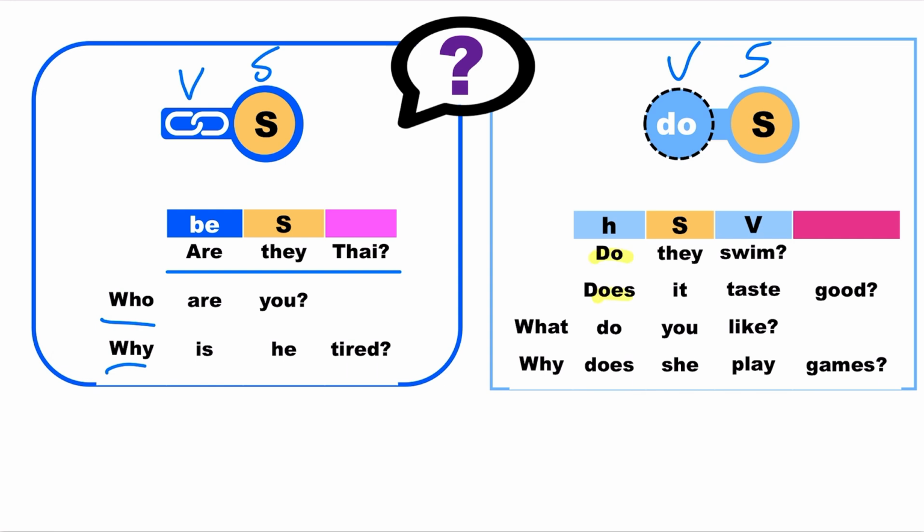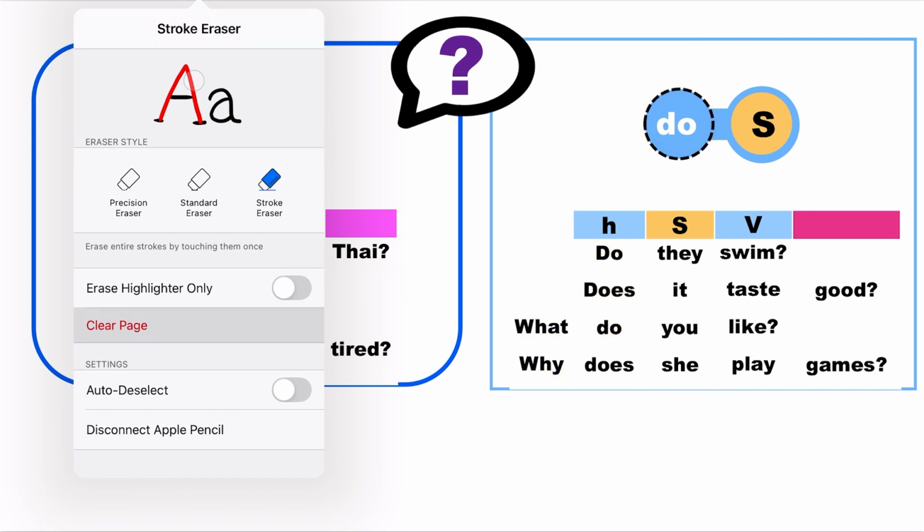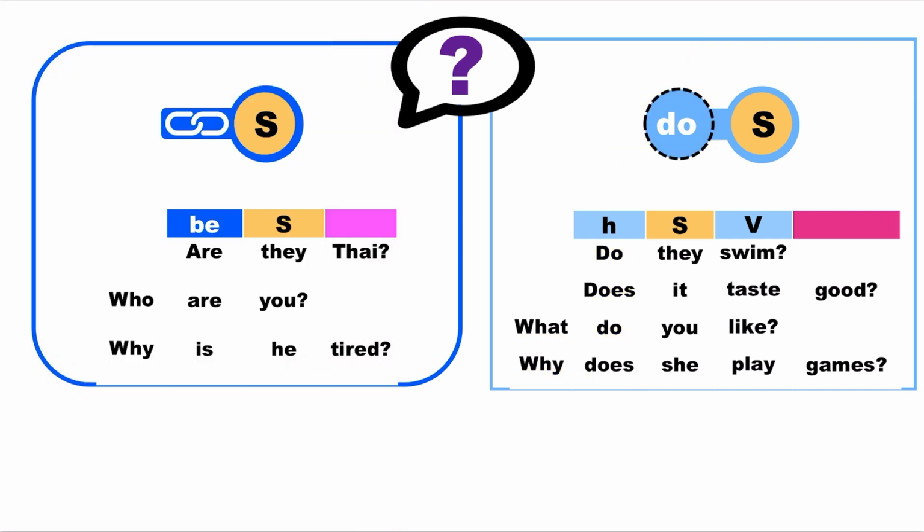we always have to add this do at the beginning for a question. Do they swim? Does it taste good? Or what do they like? Why does she play games? So here, the important thing to remember is that questions in English either start with a verb, for us, usually a be verb, or do, or they start with who, why, what, when, where.